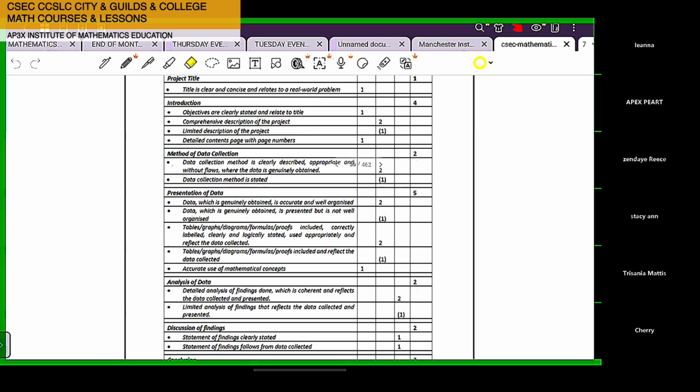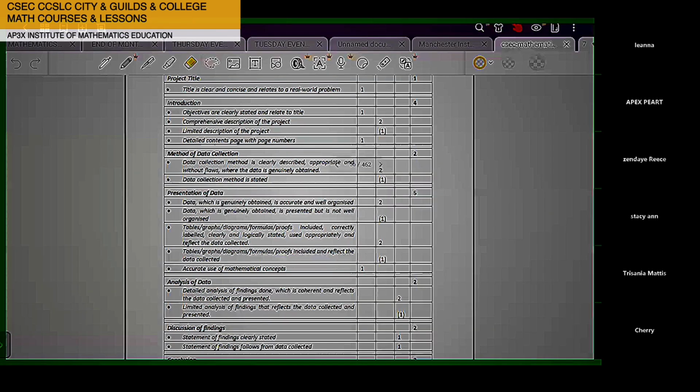Now, the project title, as you can see at the top, must be clear and concise, and it must relate to a real world problem, which means that the topics that I sent in the group, most of them I got off the internet. The ones that are written in text, I came up with, and the one that was sent in the picture came off the internet. I know that the screen is gone, I'm sorry.